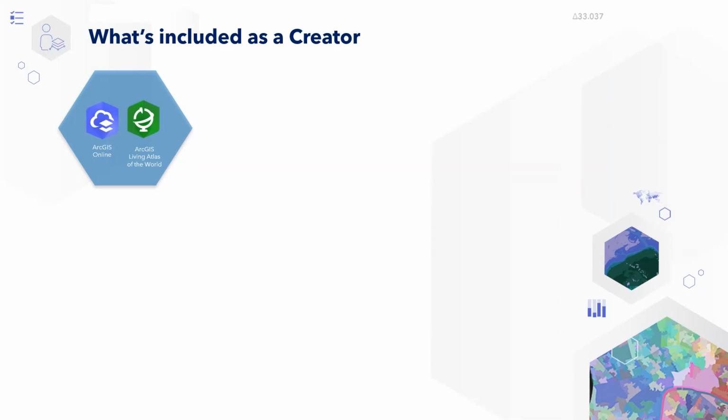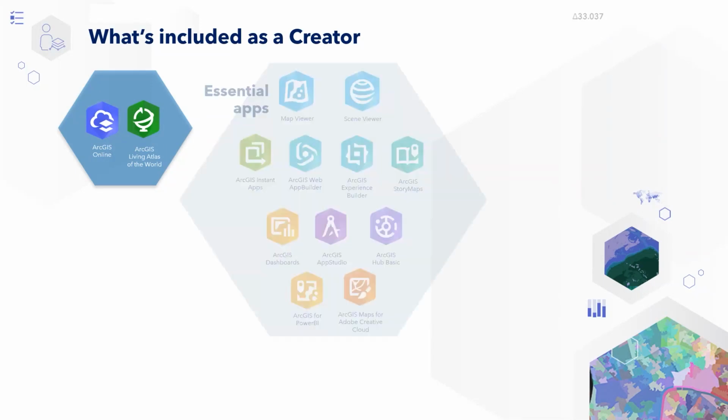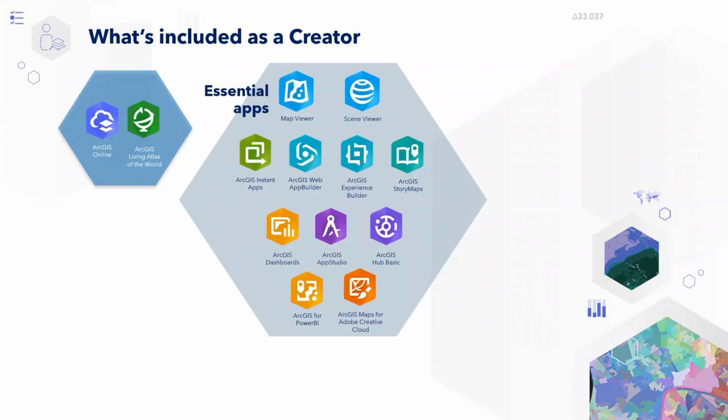You also then get access to essential apps. These include things like Map Viewer for mapping 2D data, smart mapping styles, the Arcade editor, and a lot more as well. You can also do 3D mapping with Scene Viewer, including analysis tools such as line of sight, weather effects, dimensions, and much more as well. You also get access to a range of app builders such as ArcGIS Experience Builder, story maps, dashboards.